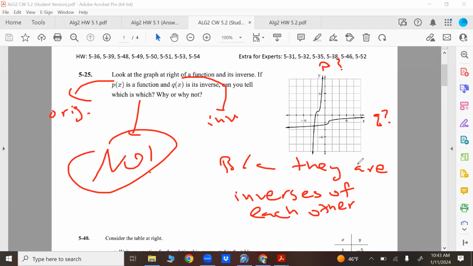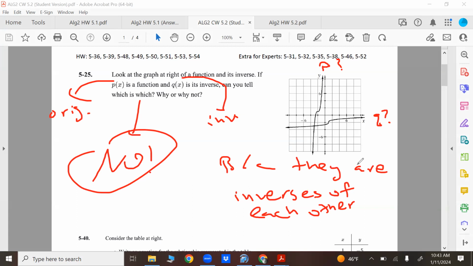Like this could be P. One's a vertical, one's a side Q, or vice versa. If I were to come up with an equation, I'd try to estimate. This could be y equals (x plus 2) cubed plus 2, I think. And the inverse of this would be y equals the cube root of (x minus 2) minus 2. They're inverses of each other, so we don't really know.